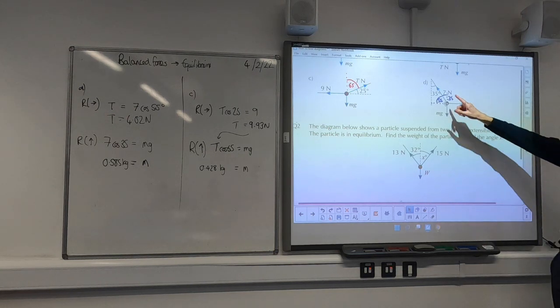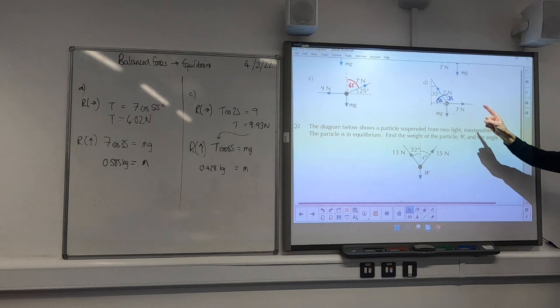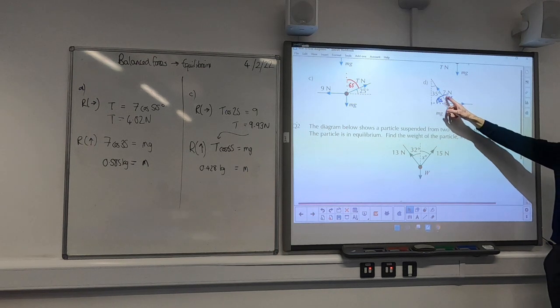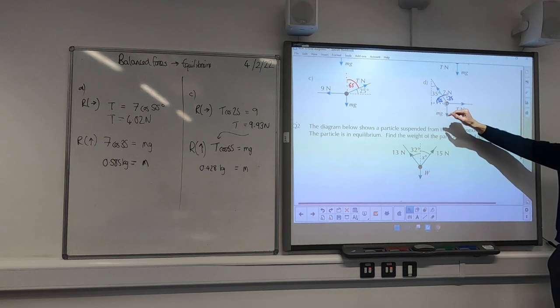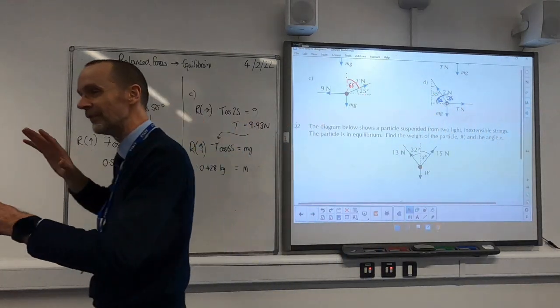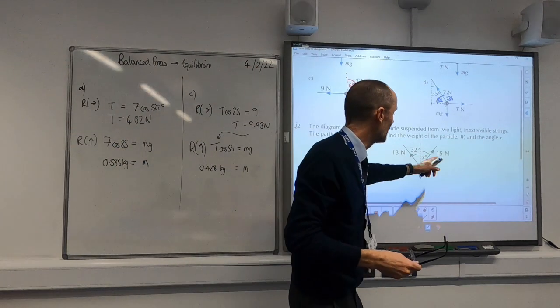So the effect of that 7 Newton force horizontally is 7 cos 55, and the effect of that 7 Newton force vertically is 7 cos 35. However, I could also say this is sine 55 and this is sine 35. So if you don't know the angle you're after, you can use the sine of the other angle. So this presents us with a bit of a problem, doesn't it?